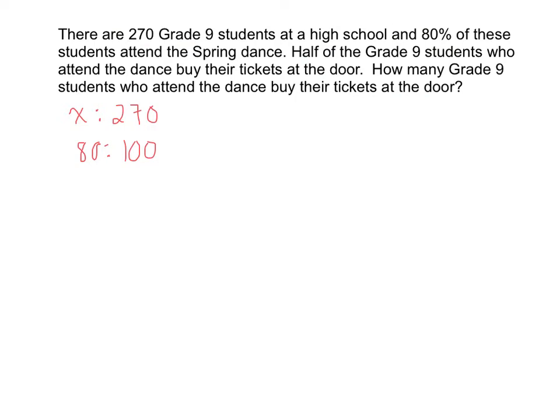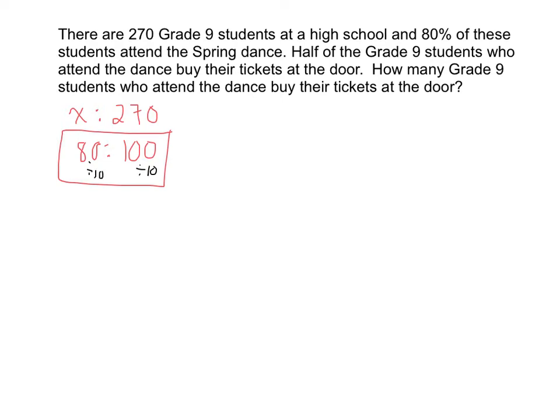So let's look at our two ratios. We have x to 270 and 80 to 100. Let's try and change this ratio into lowest terms. Can you think of a number that both 80 and 100 are divisible by? Just so that we can work with smaller numbers. Well, both 80 and 100 end in 0, so I know that they're both divisible by 10. So let's start by dividing each term by 10.